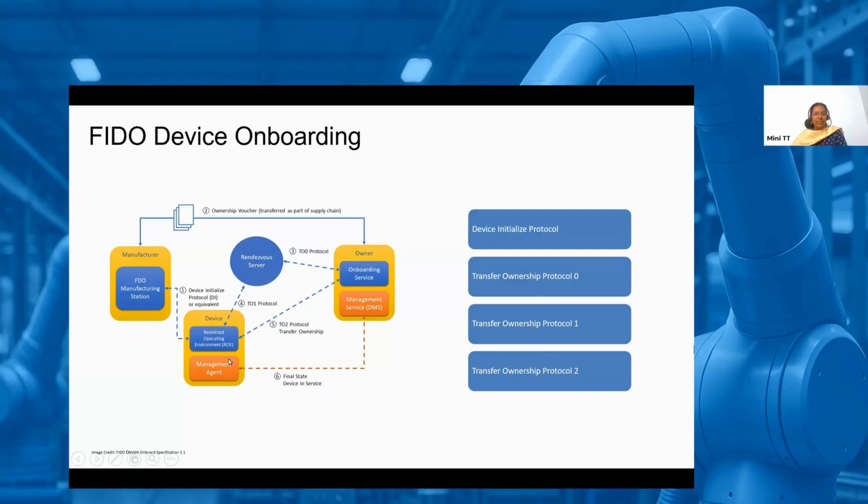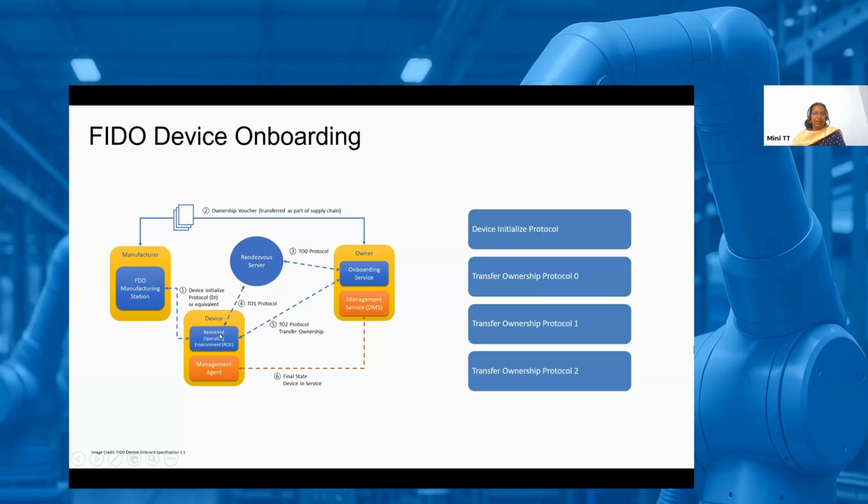And similarly, you run the TO1 protocol from the device. So all these kinds of devices which are ready for FDO onboarding should be ready to run this TO1 protocol. It should be implemented inside, apart from the identities. So you run this TO1 and you register yourself and make yourself known to the rendezvous server.